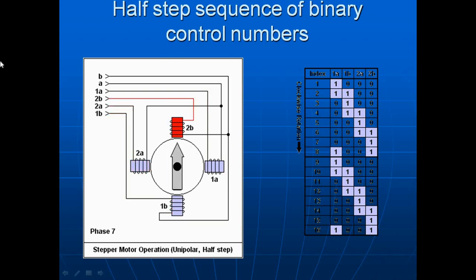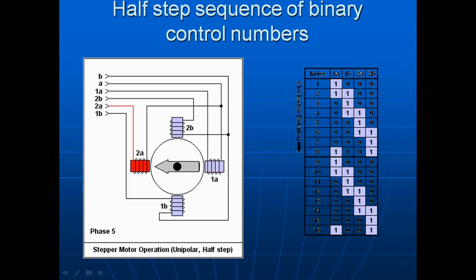Here is the half step sequence of binary control numbers. Here 1A, 1B, 2A, then 1B. Here is the stepper motor operation, unipolar half steps. Here is the index, here 1A step 1 and step 2. Here remaining will be 0 and then 2B, 1B will be conducted.